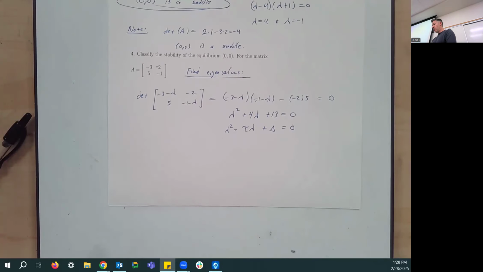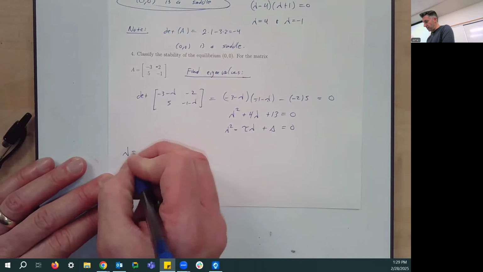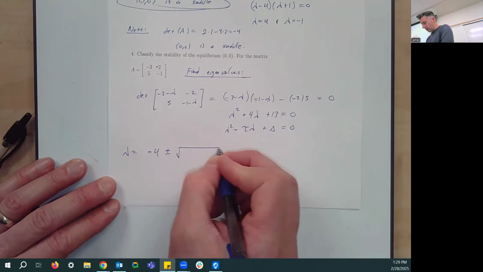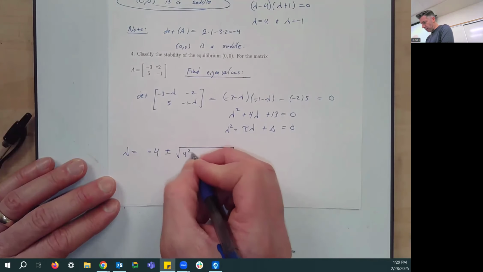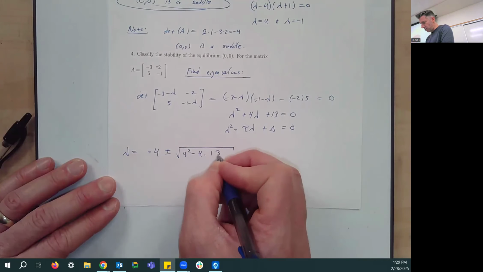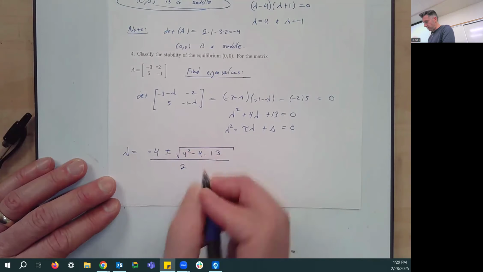All right, so I will notice that we can't multiply the 13 and add it to 4 in any reasonable way. So we're going to use the quadratic formula here. So our eigenvalues are going to be negative 4 plus or minus the square root of 4 squared minus 4 times 1 times 13 all over 2.